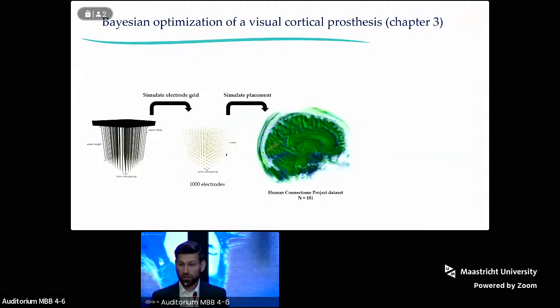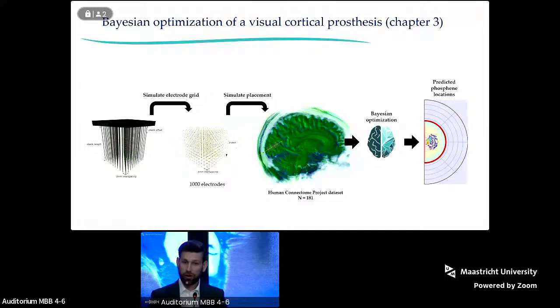And then we try to find the best set of parameters for these electrodes and approach angles using a machine learning tool called Bayesian optimization. And this can efficiently find these parameters and try to match an ideal set of phosphene configurations compared to what we would get with this implant.